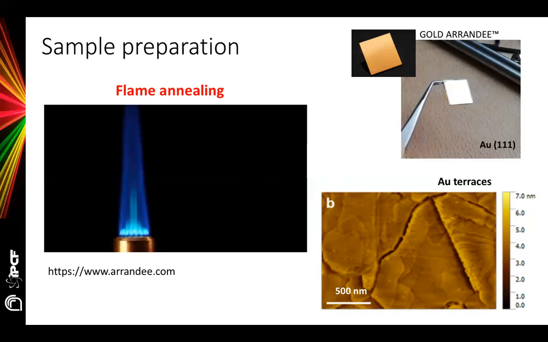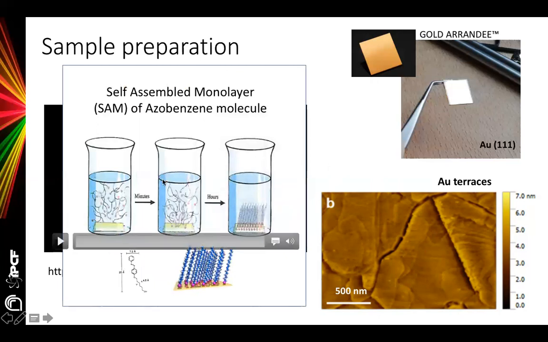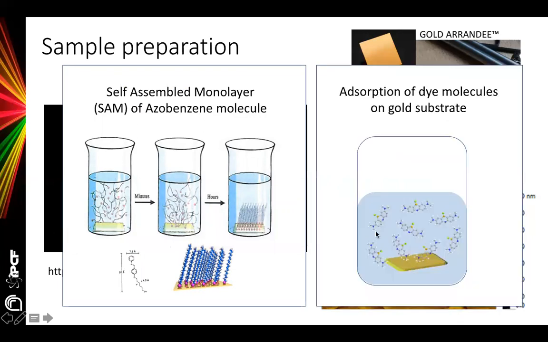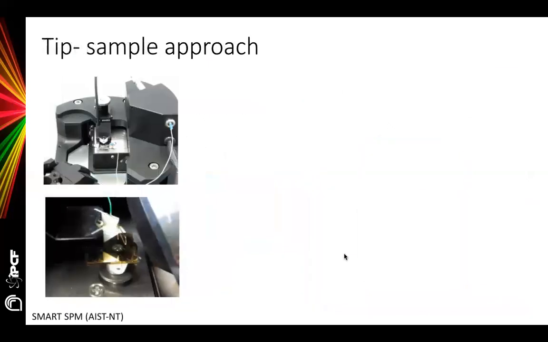You can now use this kind of flat gold surface to create self-assembled layers of azobenzene, for example, or thin films of dye molecules, just by immersing the gold substrate inside the solution for a few hours. So at this point, we have our sample, we put it inside the microscope. We have already done the laser-tip alignment. So we need to bring the sample and the tip to a working distance.